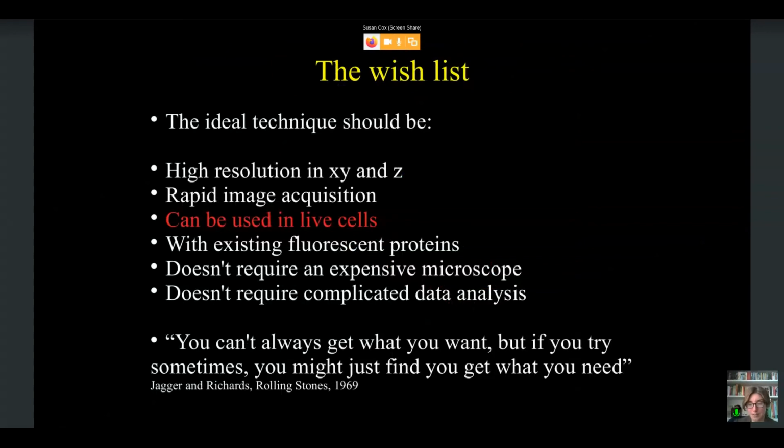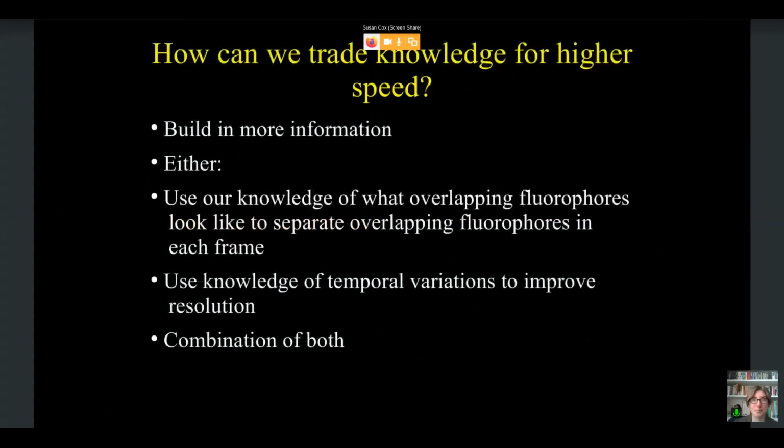So we've looked at reclassifying fluorophores. This is a way to deal with things if you want to get rid of anything that has overlap. But what happens if you actually want to try and fit those regions that have overlap? Can we trade greater knowledge for higher speed? And there are ways we can do that, and they're all centered around building in more information.